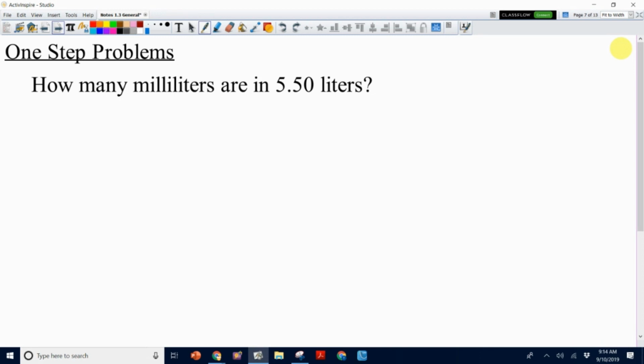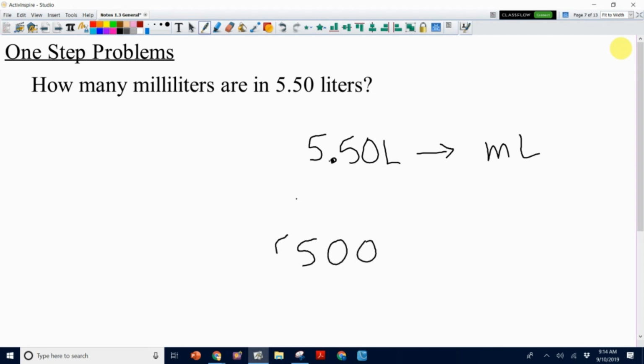So if we take 5.5 liters here, and we want to convert this over to milliliters. Okay, if we use that slider, that's going to tell you that you're going to have to move the decimal place 3 times. Okay, so if we have 5.5 liters, how many milliliters is that? So let's go ahead and add some zeros in here so we can know where the decimal is going to fall. So we need to move our decimal to the right. So if it starts here, 1, 2, 3 places to the right.